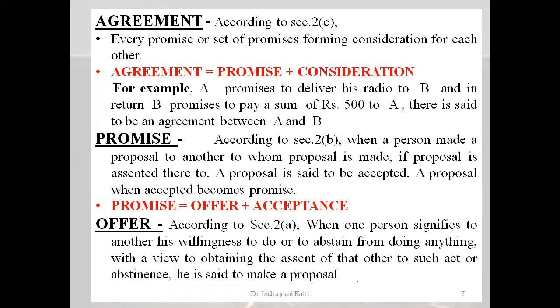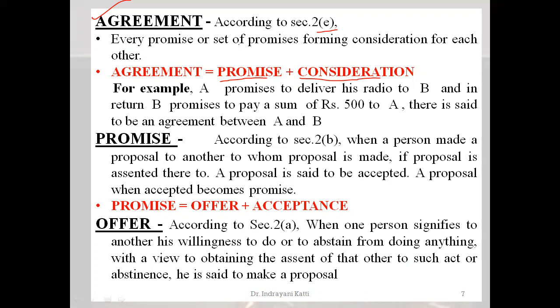So let's move on. Two parts are there in the contract: one is agreement, the other is enforceability. Let us learn what we mean by agreement, the first part. According to section 2, clause E, every promise or set of promises forming consideration for each other is known as agreement. See, contract is also defined in section 2, but in clause H; here it is E. Here also two aspects are there: agreement is equal to promise plus consideration.